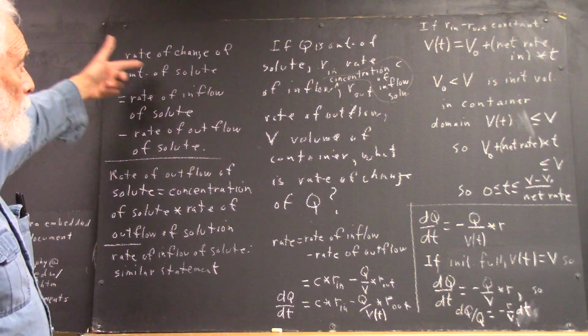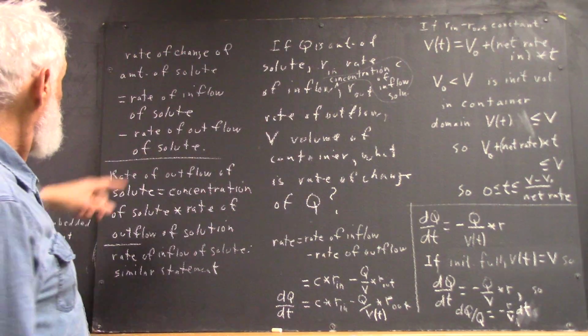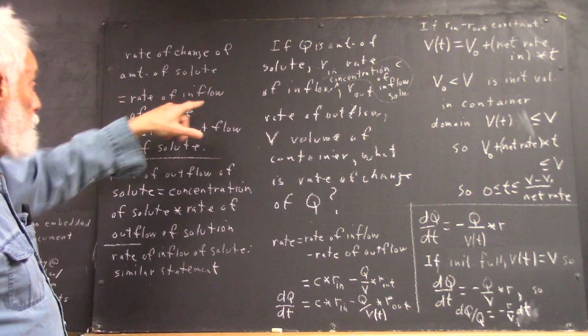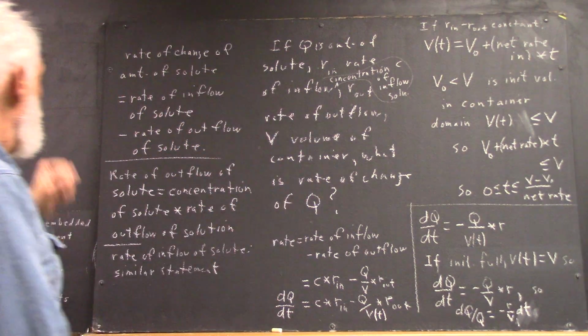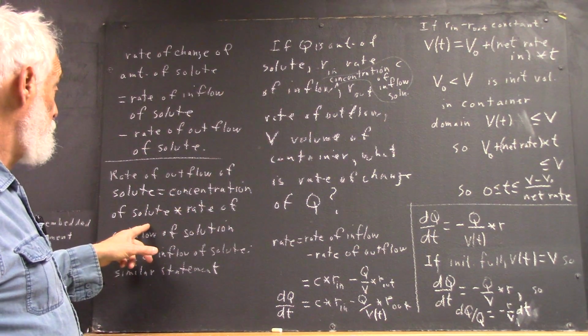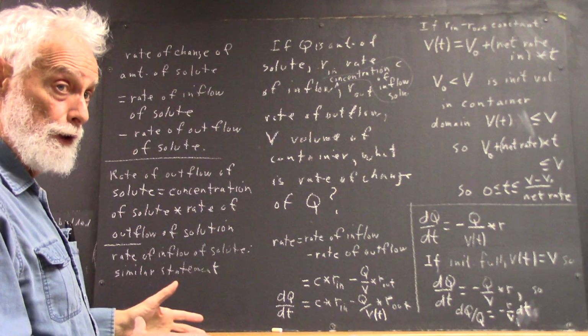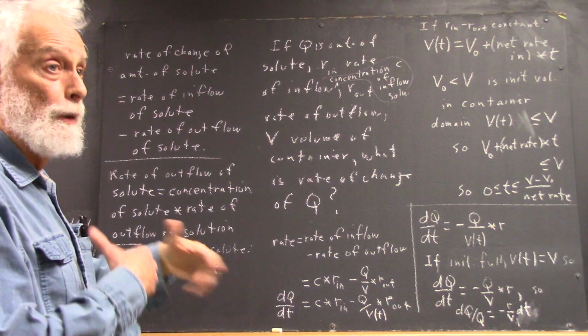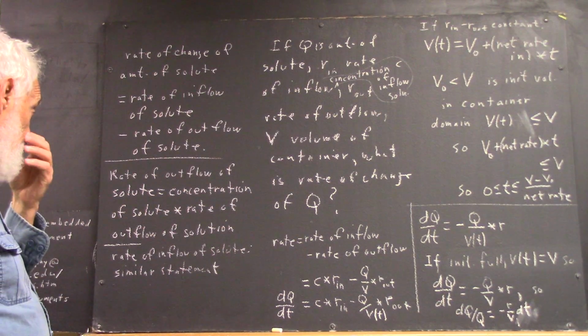The rate of change of the amount of a solute in a mixing problem is the rate of inflow of the solute minus the rate of outflow of the solute. Very obvious. The rate of outflow is the concentration of the solute times the rate of outflow of the solution. Multiply the concentration by the amount of solution you've left, and you have the amount of outflow of the solute.